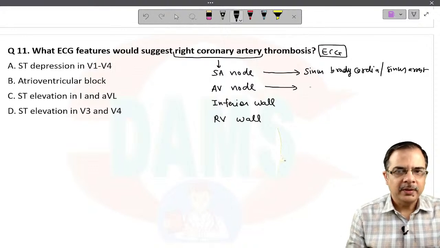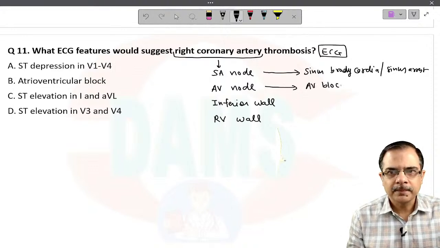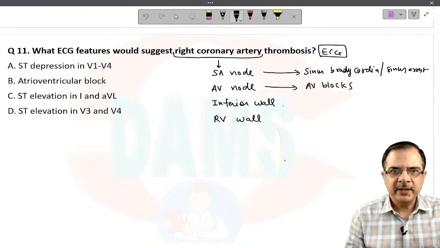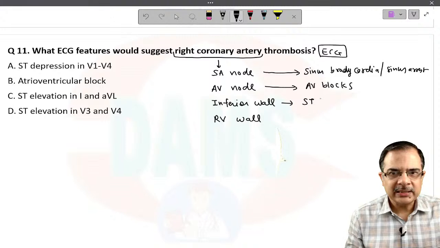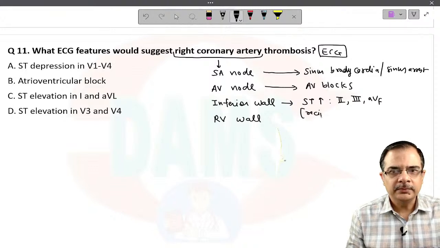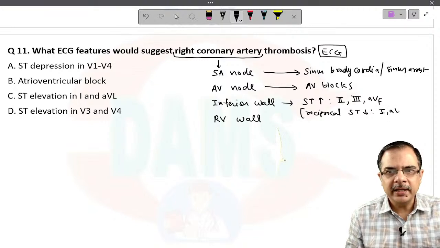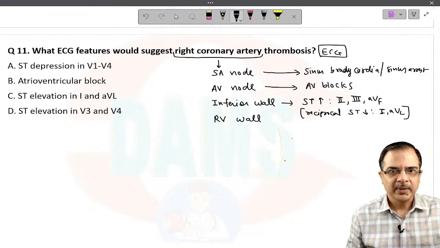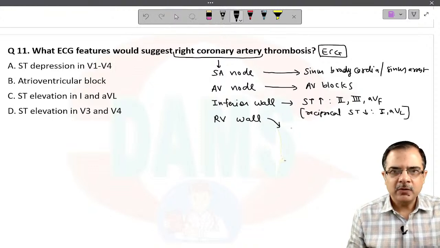If the AV node is affected, we will get AV blocks. If the inferior wall is affected, we will have ST elevation seen in the inferior leads, lead 2, lead 3, and AVF, with reciprocal ST depression in 1 and AVL. The right ventricle wall will have ST elevation in right-sided leads like RV3, RV4 or RV5.